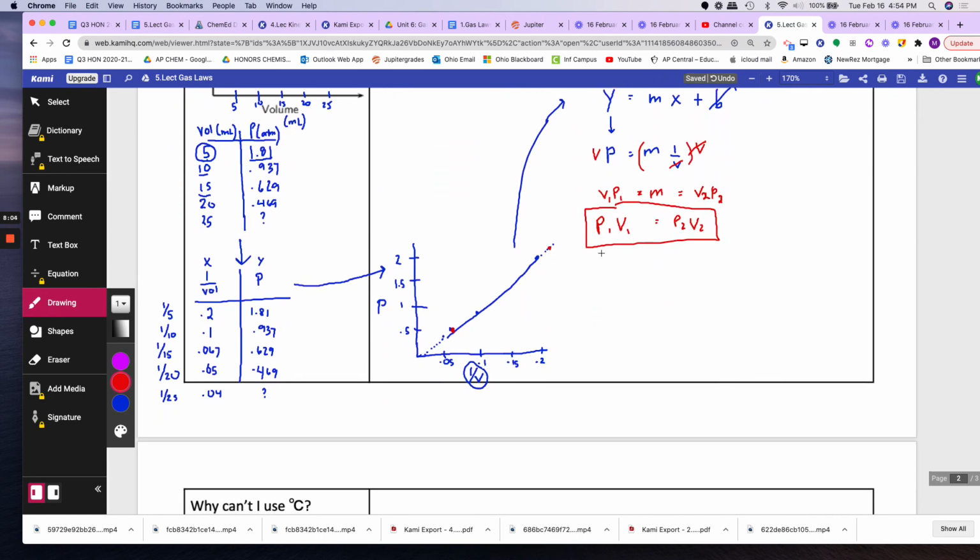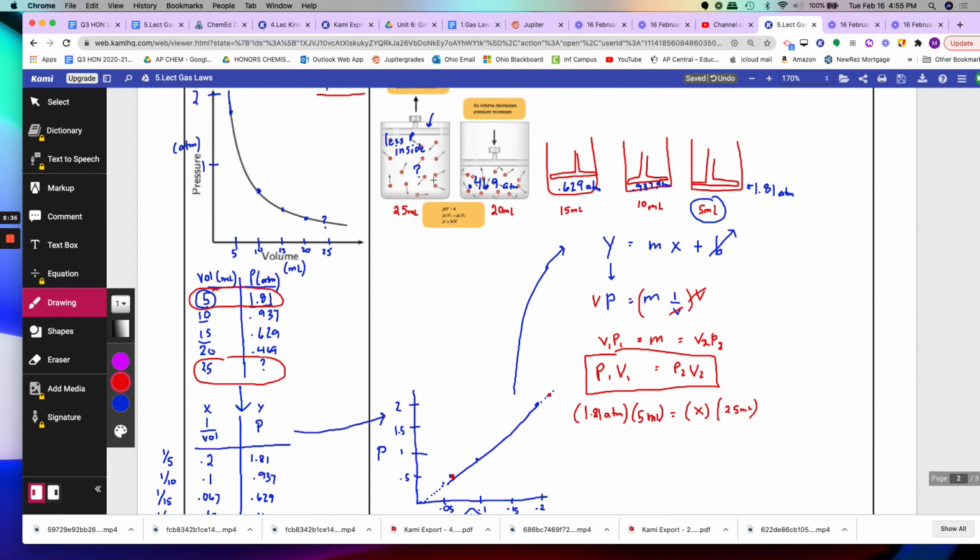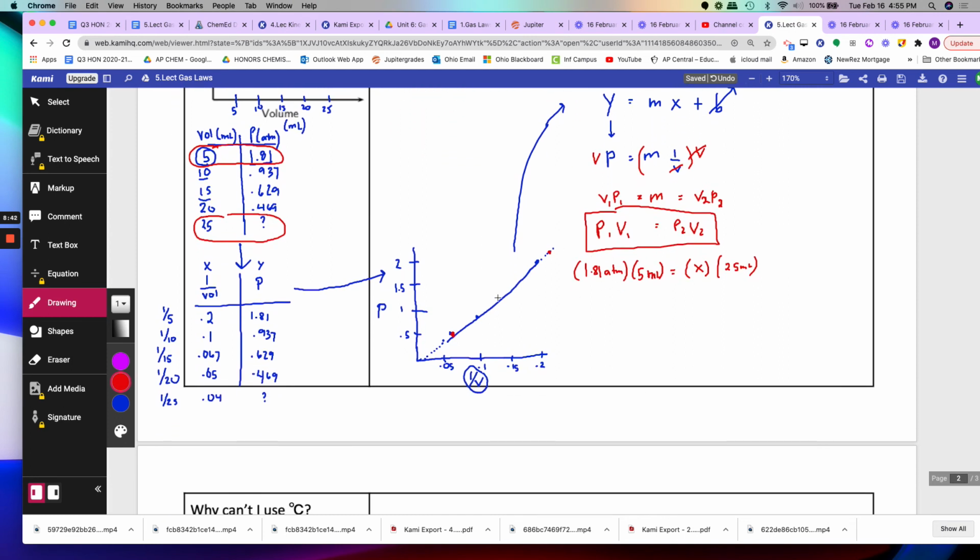To use it, all we have to do is use one of these data points, and then solve for the unknown. So pressure is 1.81 atm. Volume is 5 milliliters. Equals P2 is a question mark, that could be X. And then V2 is 25. So what you're doing is figuring out what happens if the syringe gets pulled up and you have more volume here, 25 mils. So solving for X, all you have to do is divide by 25 mils.